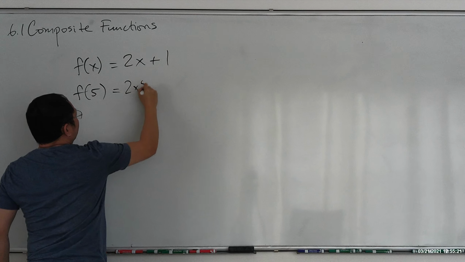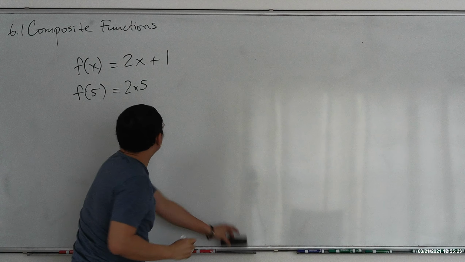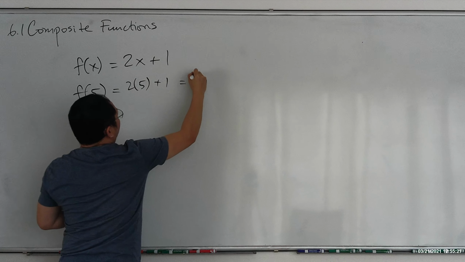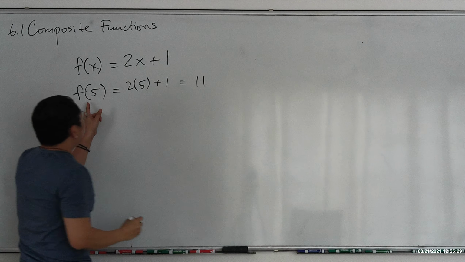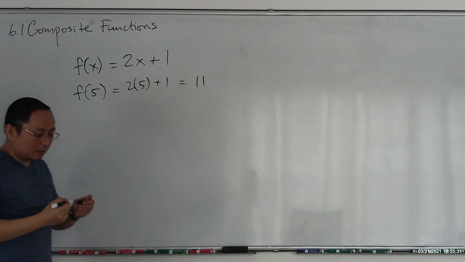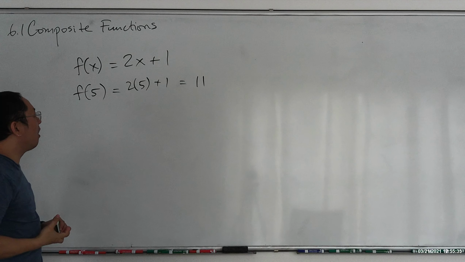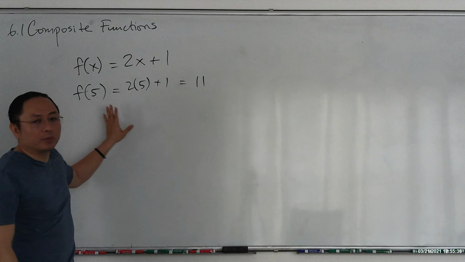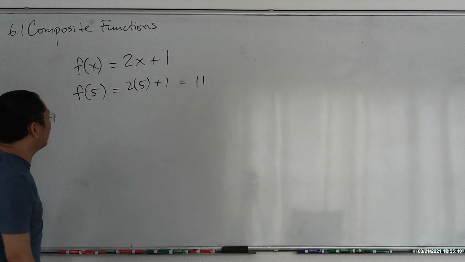2 times 5. Okay, let's write it this way. 2 times 5 and then plus 1. And that gives you back 11. So 5 in, 11 out. And keep in mind that a function will always follow one rule: each input can only give exactly one output to be a function.